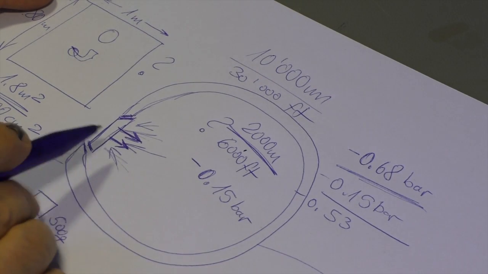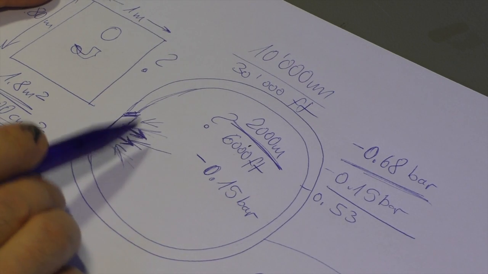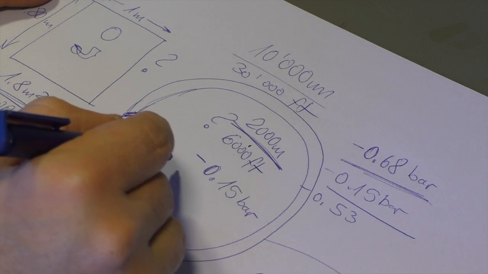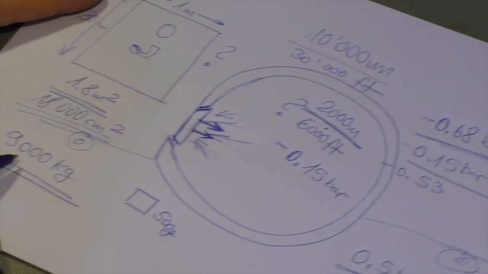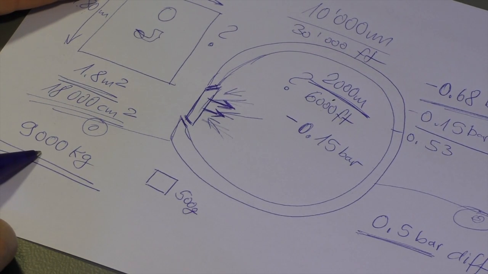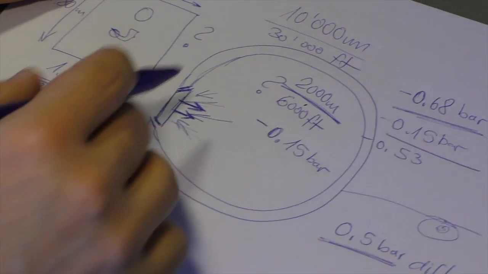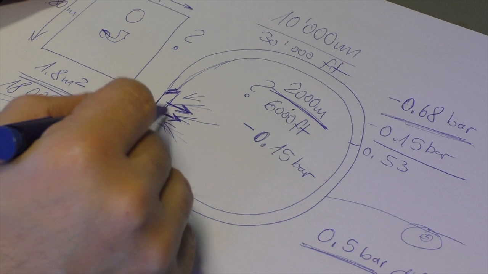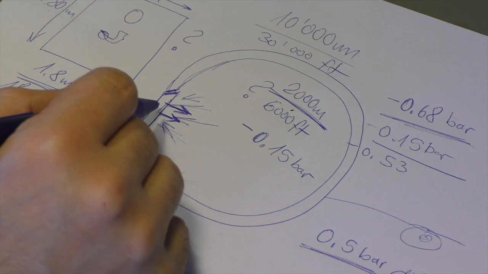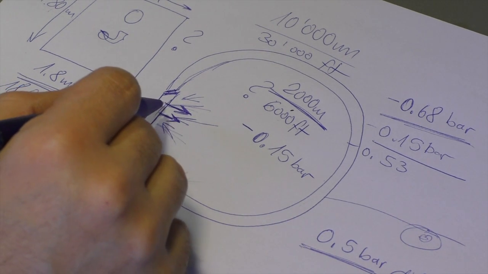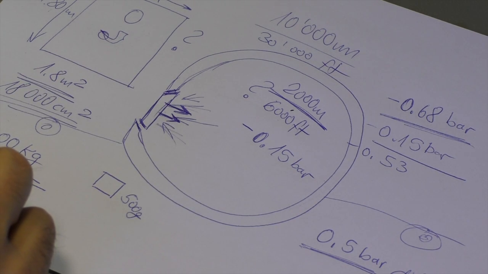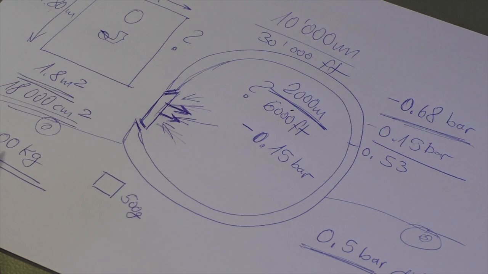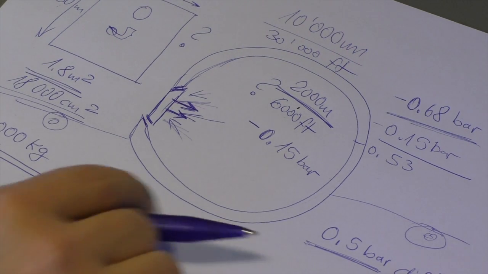Okay, so that means to open that door to the inside, you need a strength to pull 9,000 kilos. I doubt that the handle here would be stable enough to do that. It would simply break and the door remain in place. So you have absolutely no chance to open that. That's it.